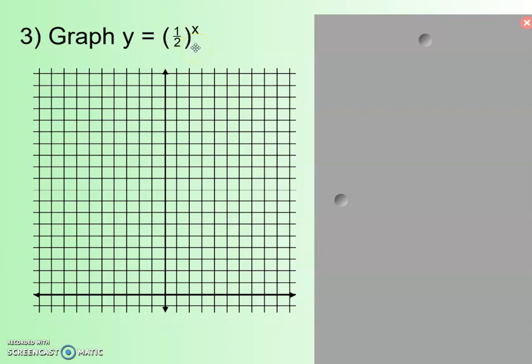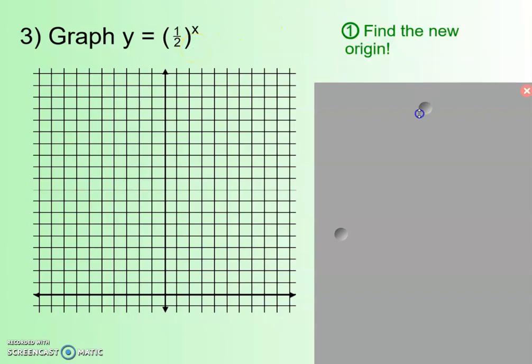Well, the BIRATH technique has us covered. Find the new origin. Again, I'm not adding or subtracting a thing, so it's still going to stay at 0, 0.